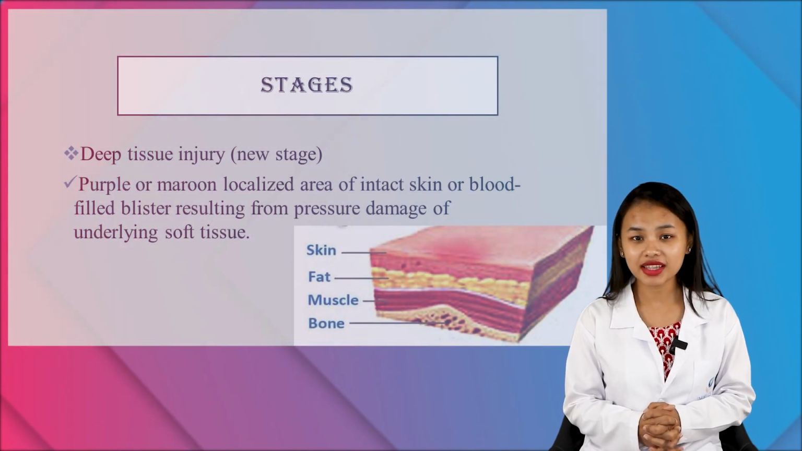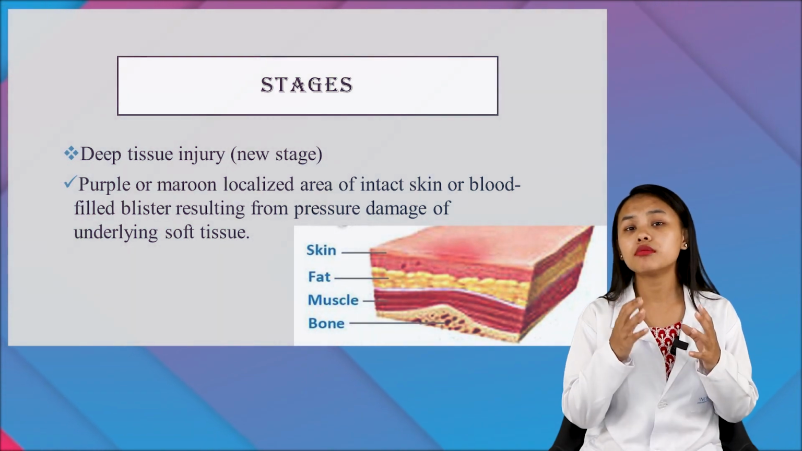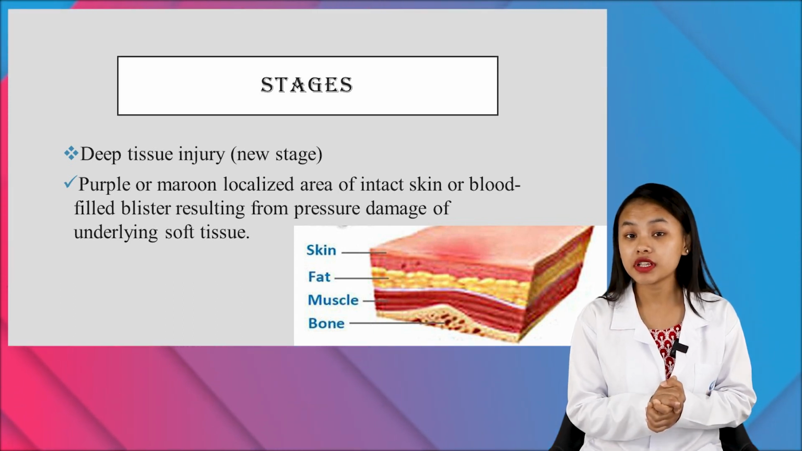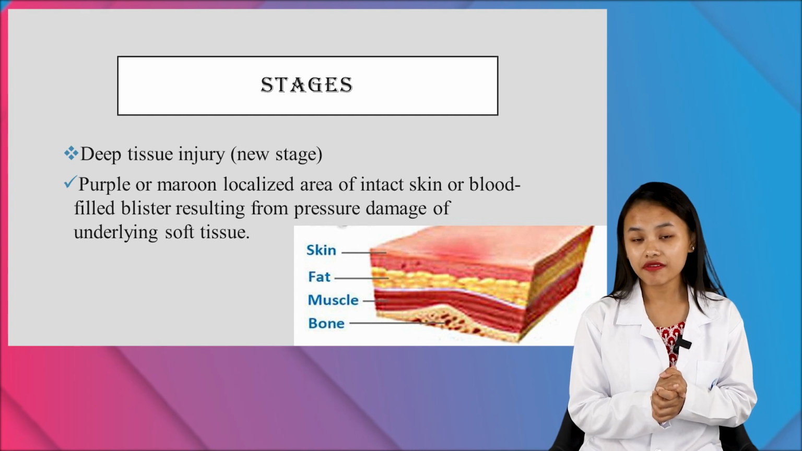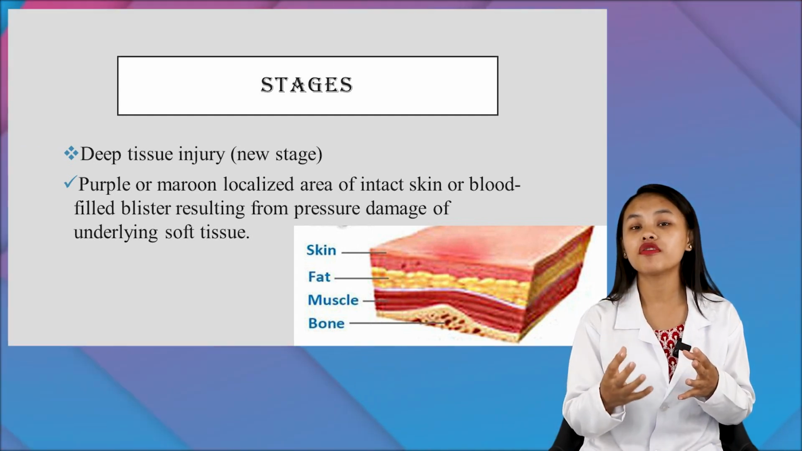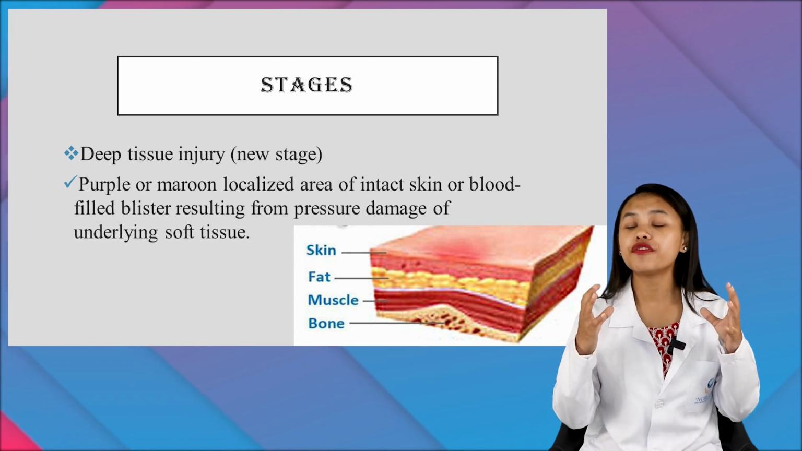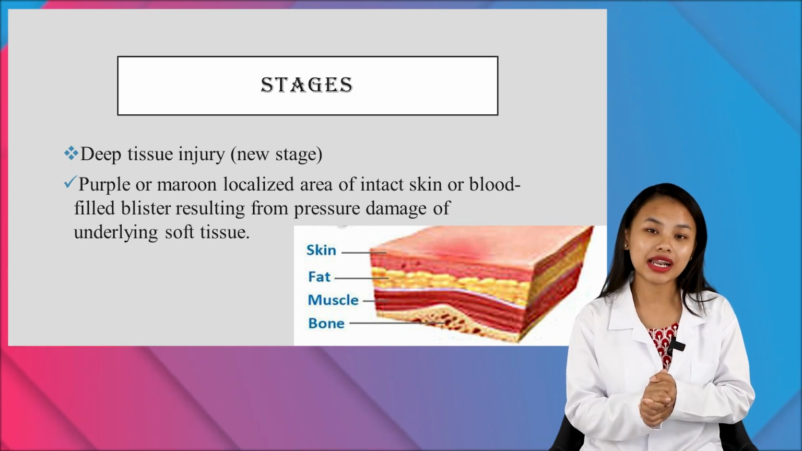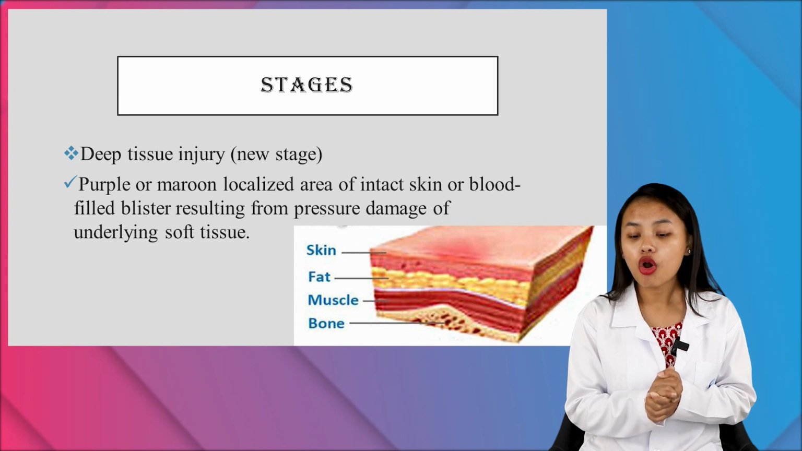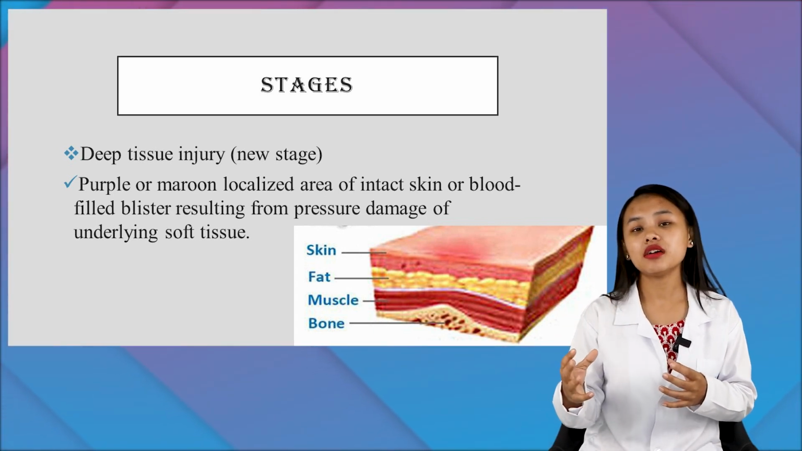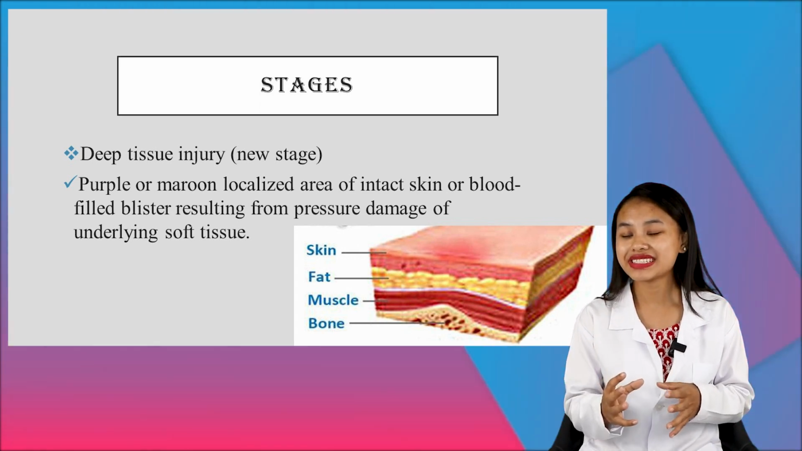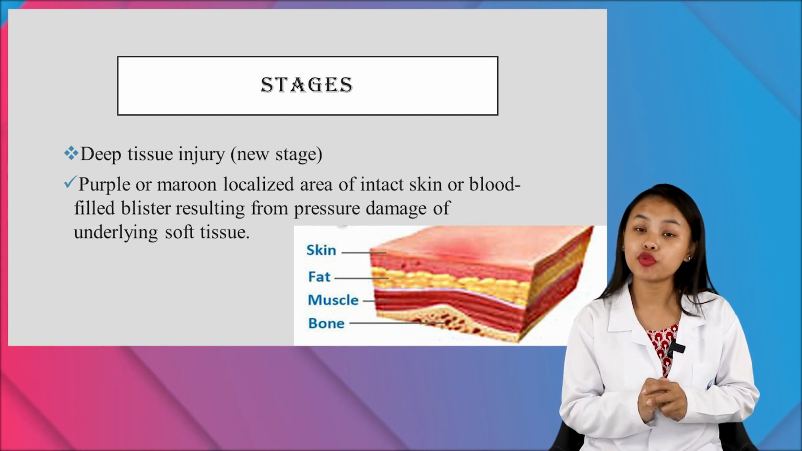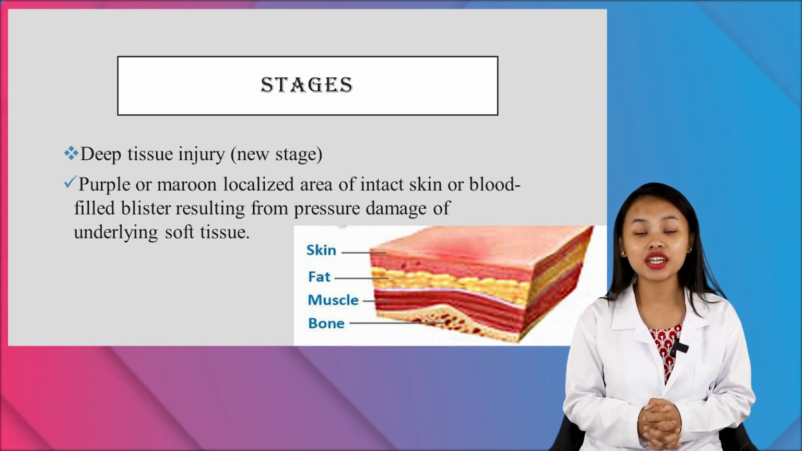Here what happens is that there will be purple or maroon localized area of intact skin and blood-filled blisters, which usually develops from pressure damage of underlying tissues. So here if you find that there is presence of a purple or a maroon localized area of intact skin or blood-filled blisters, then here we can assume that this person is still in the new stage, and this is caused because of the pressure damage of the underlying tissues.